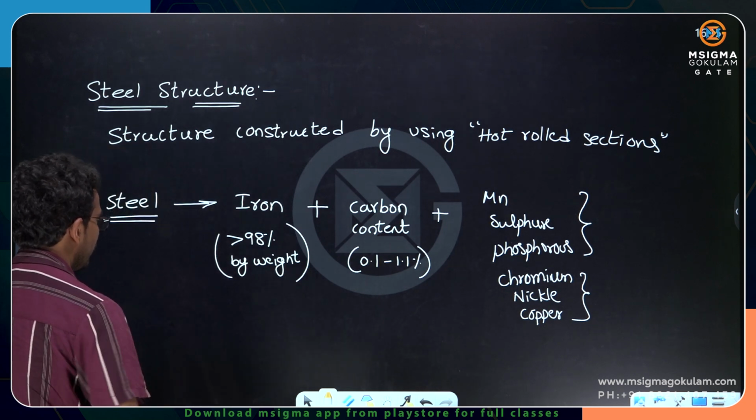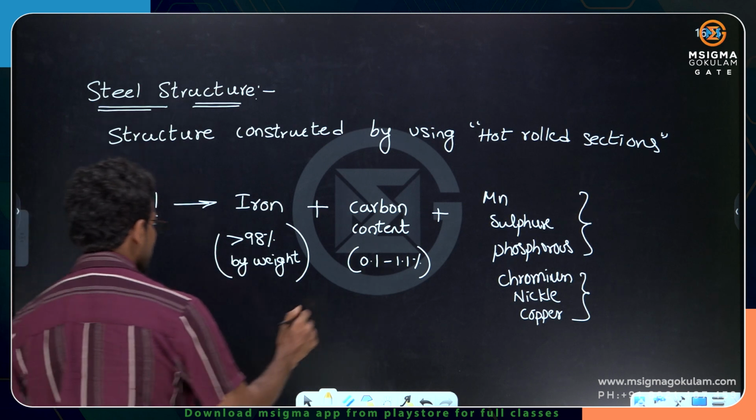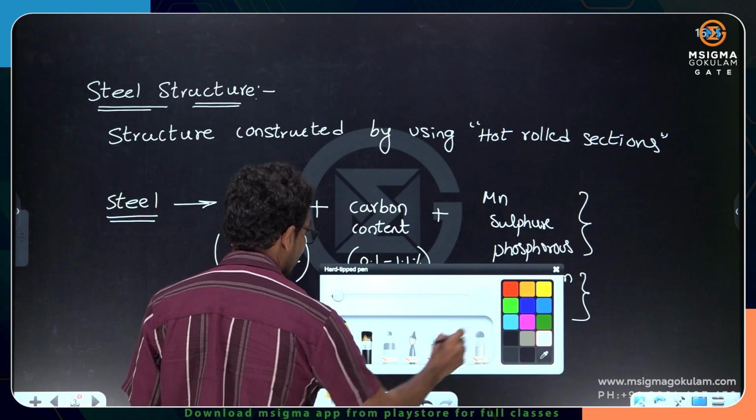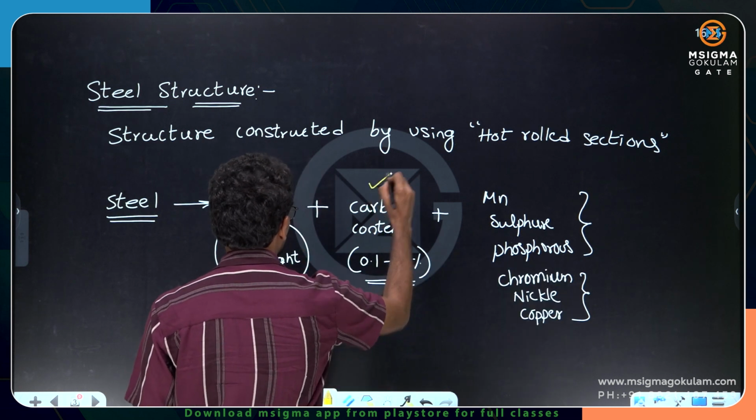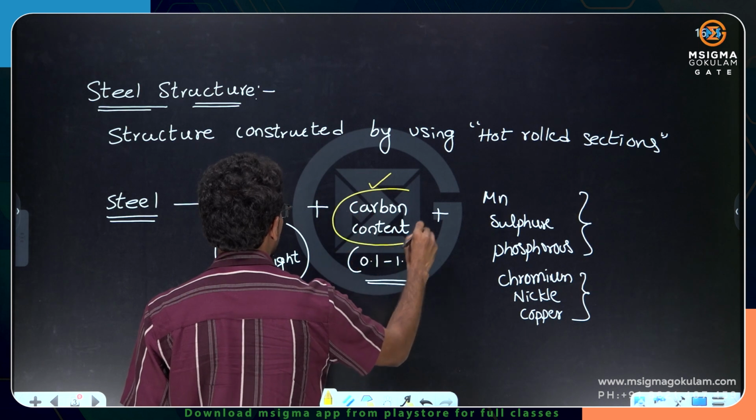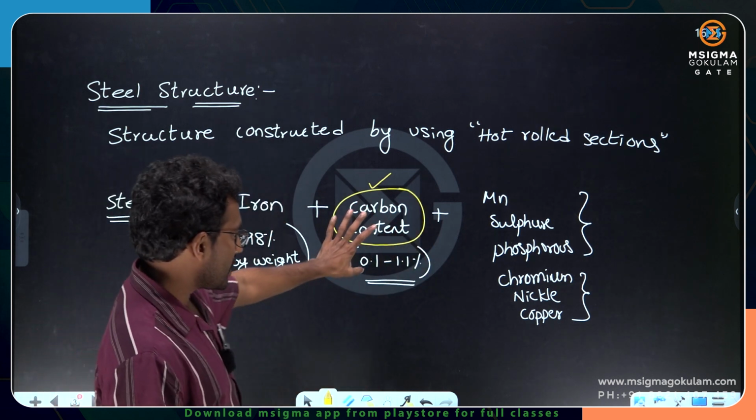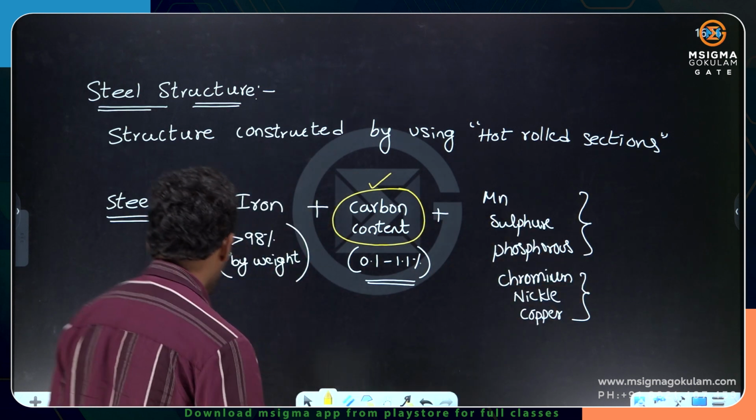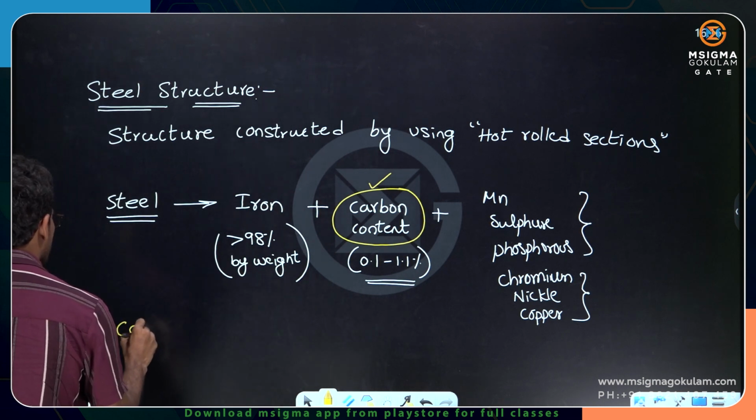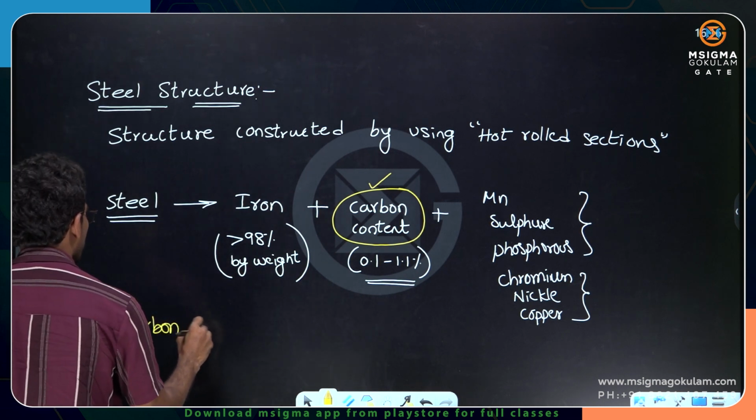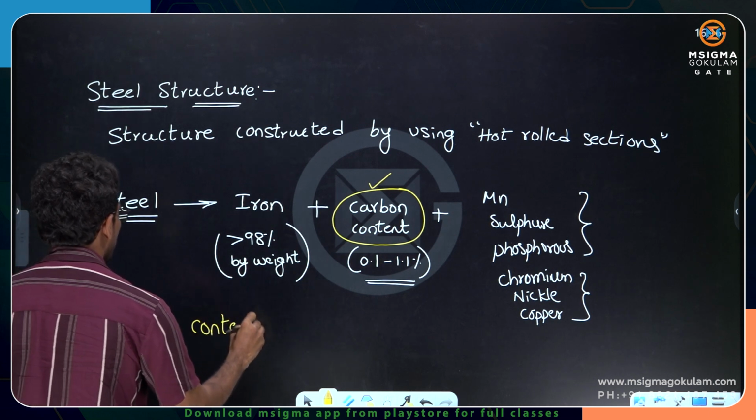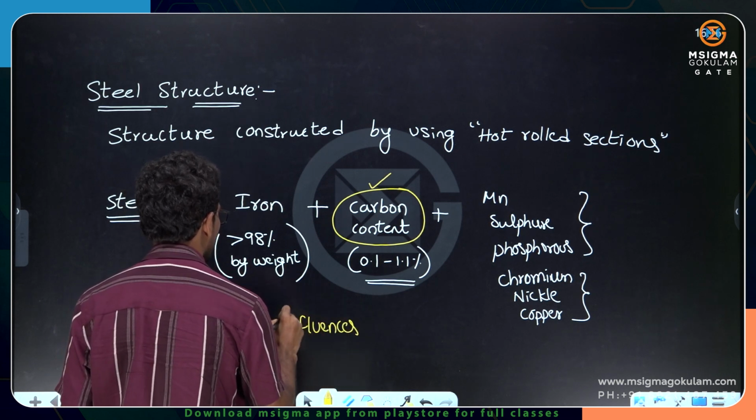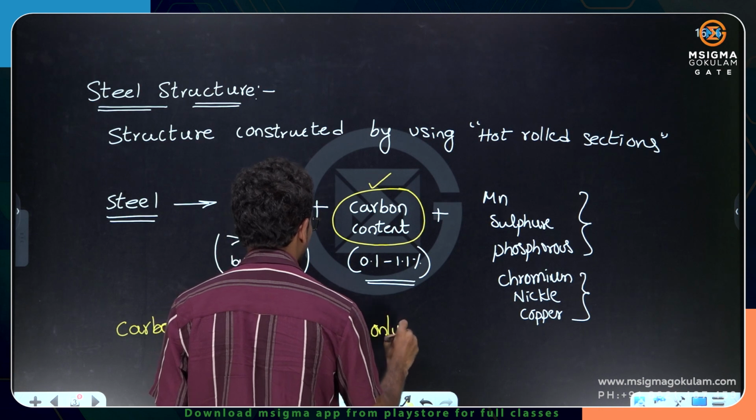Now coming to the point here, as I told you, this carbon is only 0.1 to 1.1 percentage, but it drastically changes the mechanical behavior of the steel. So with this carbon we need to pay certain attention, and some of the questions are asked based on this carbon content, how carbon content influences the properties of the steel. So as I told already, carbon content influences only mechanical properties of steel.